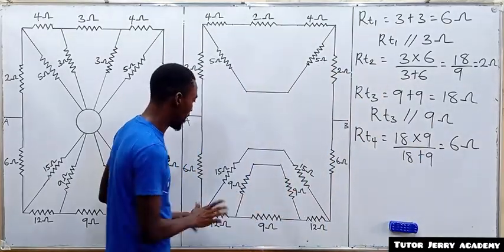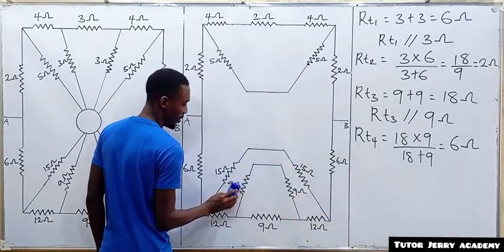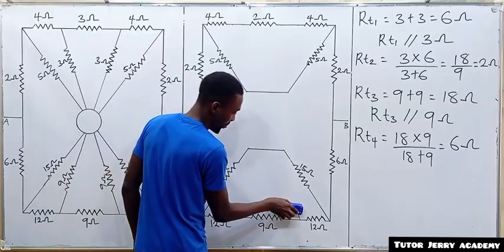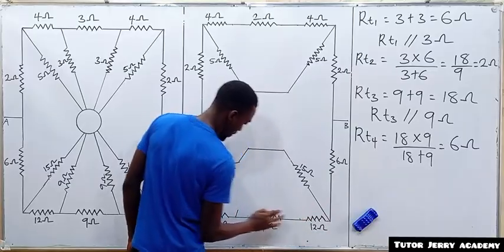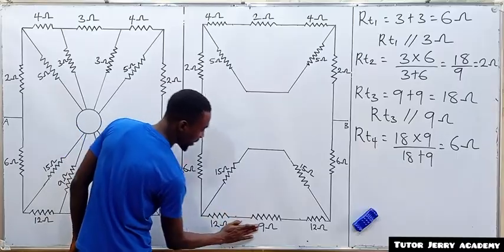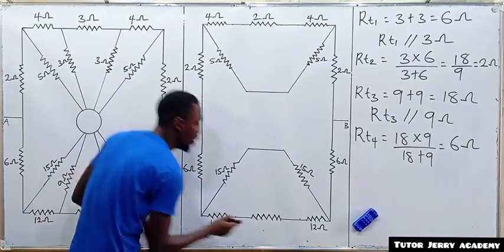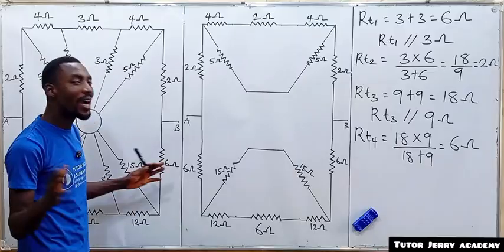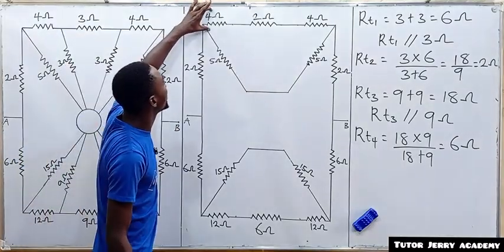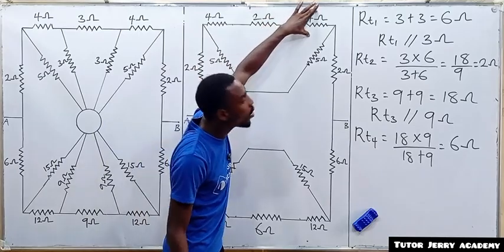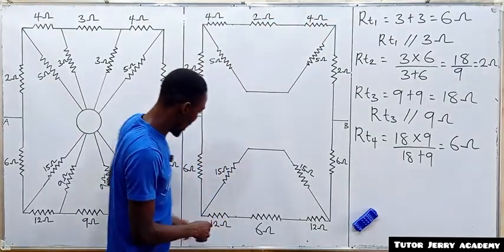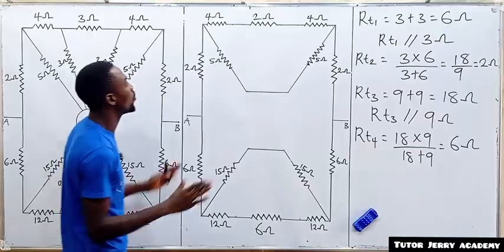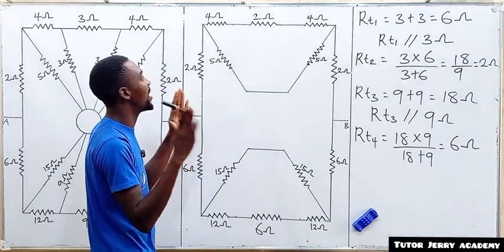All right. Now again, we can therefore clean what we have here. So we can therefore replace what we have here with 6 ohms. Now, you will observe critically that these 4 ohms, 2 ohms, and 4 ohms will be in series. And again, 12 ohms, 6 ohms, and 12 ohms, they will also be in series. Is that clear?